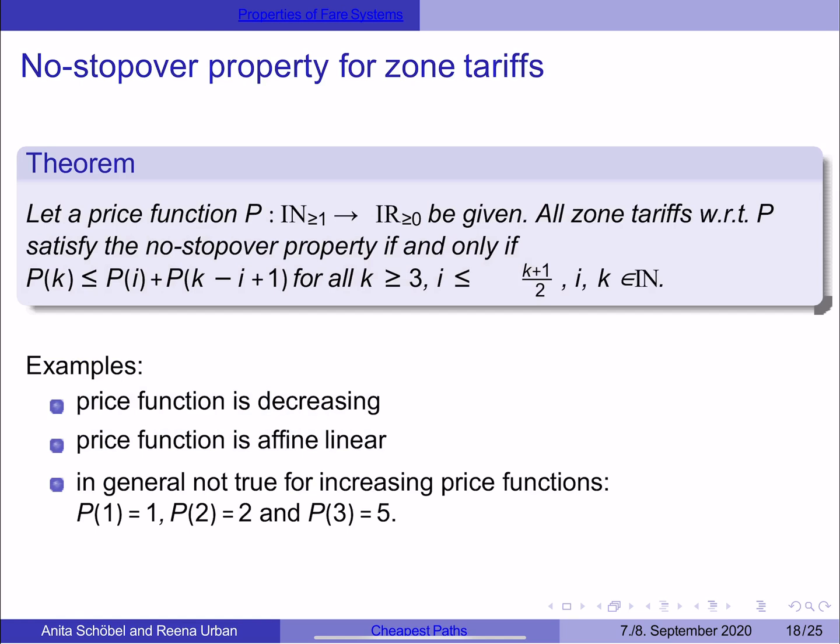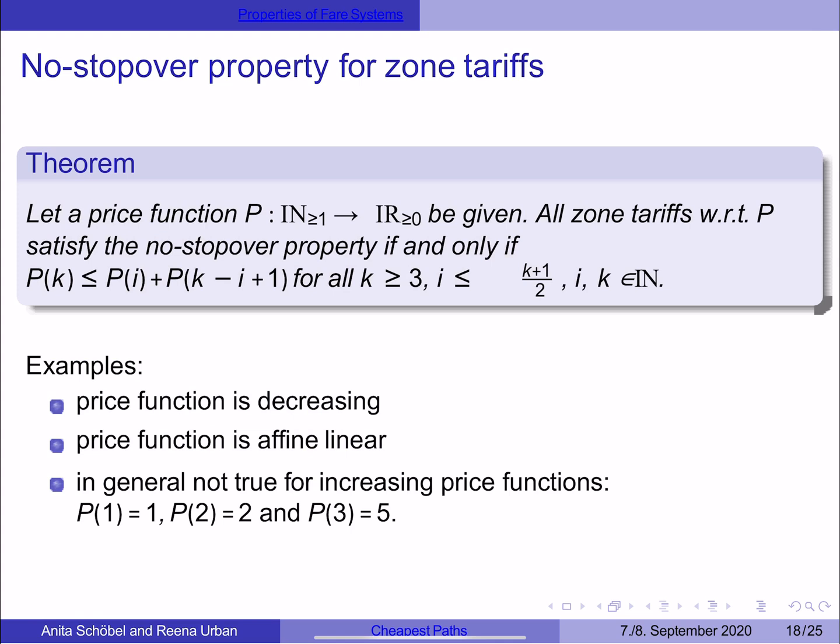Let's first look at the no-stopover property for zone tariffs. And here we have the following theorem. If a price function is given, then all zone tariffs with respect to this price function satisfy the no-stopover property if and only if this formula is satisfied. Namely, the price for traveling through k zones should be bounded by the price for traveling through i zones plus p of k minus i plus 1 for all k and all i up to k half. The interesting thing is that the no-stopover property hence only depends on the price function and not on the zones.